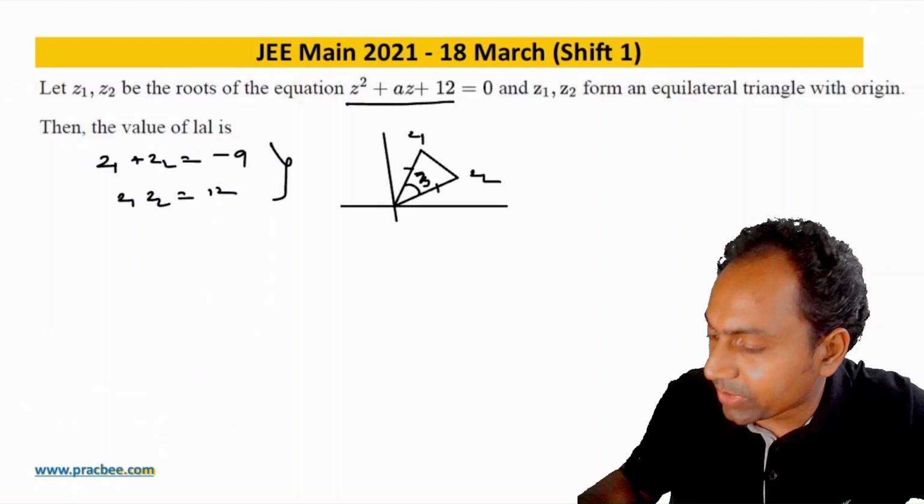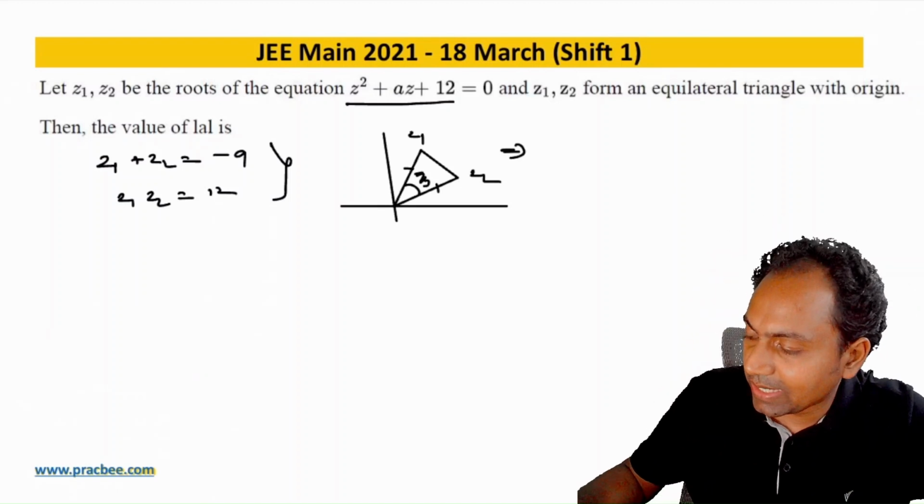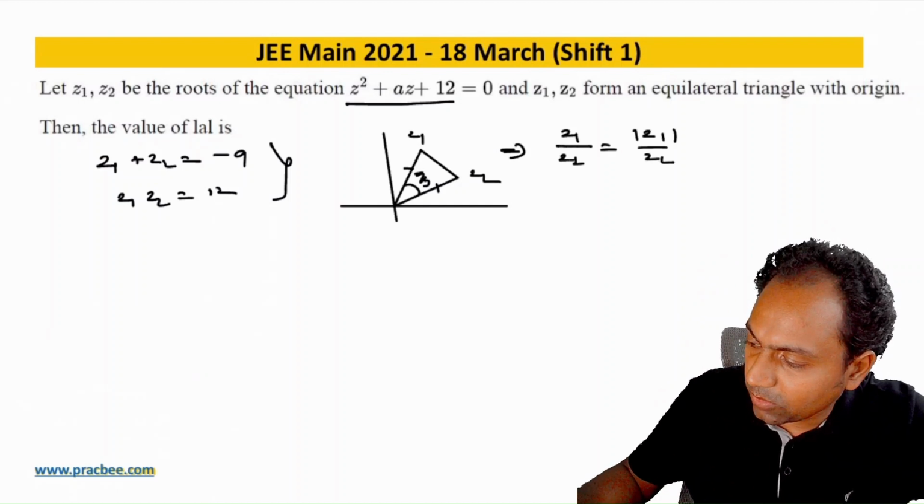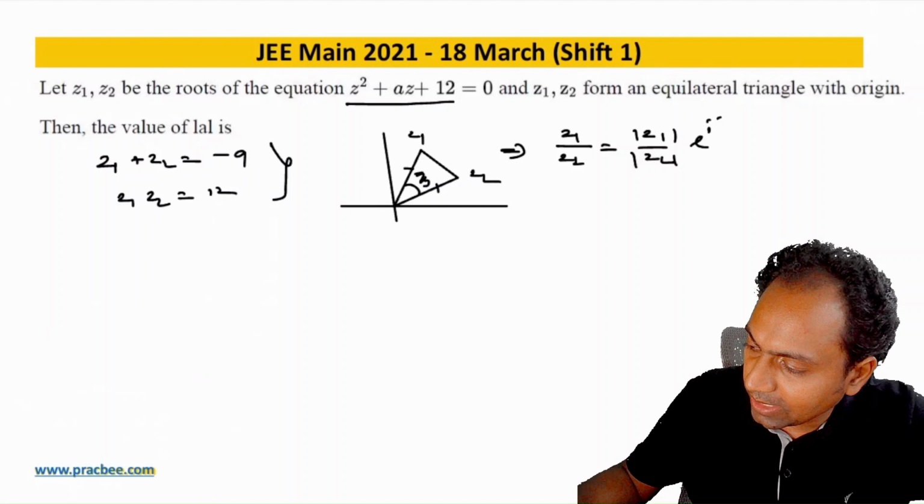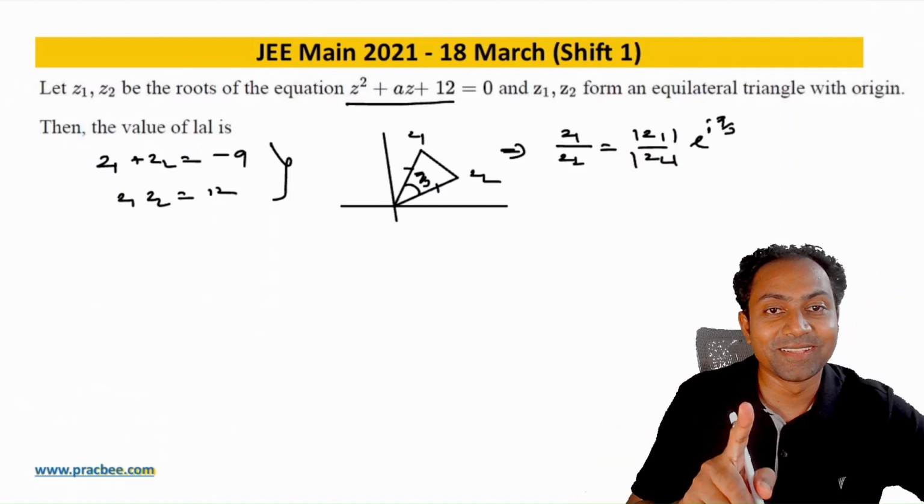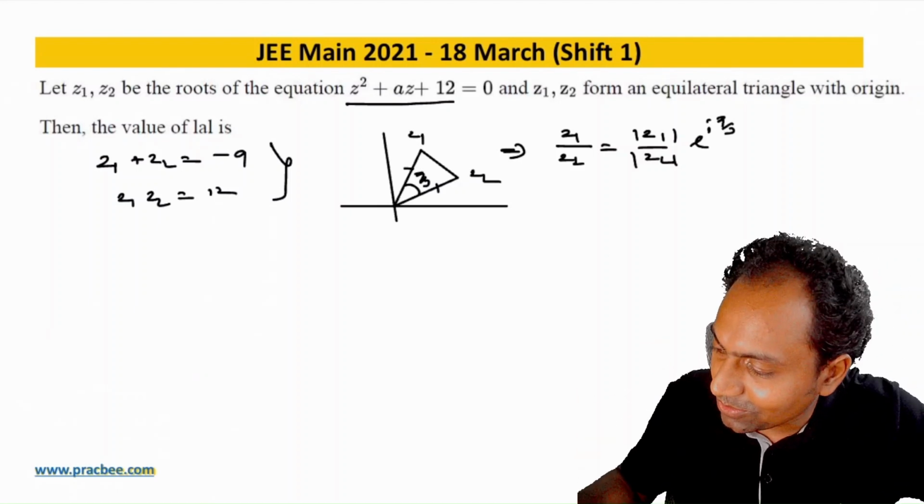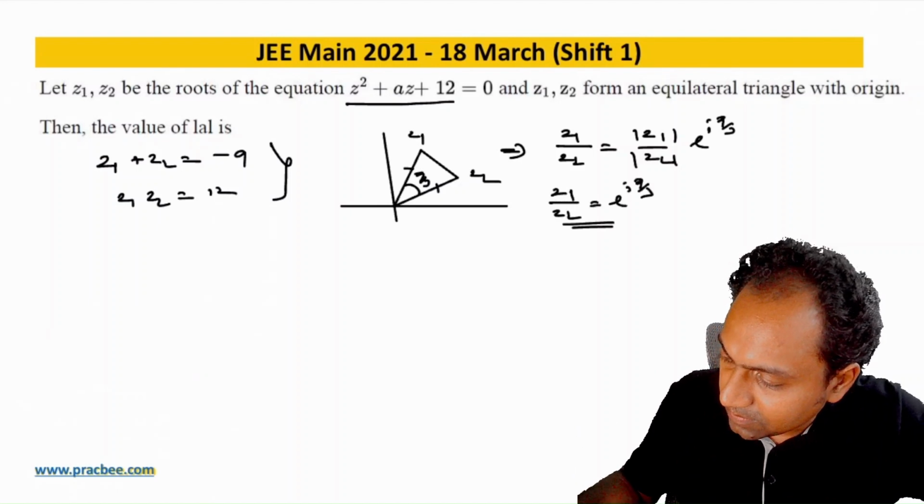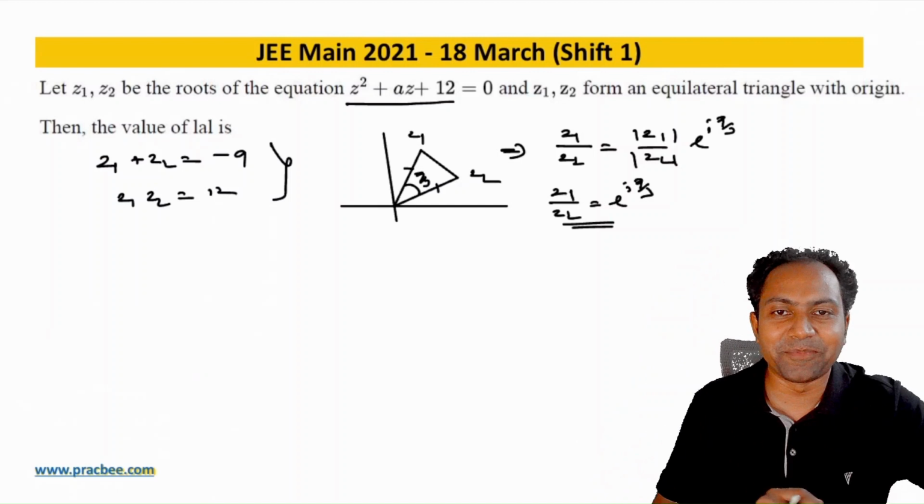So if I apply my rotation, because it becomes a standard case of rotation, I can write z1 by z2 is |z1| by |z2| times e raised to the power i pi by 3. And since it is equilateral, |z1| should be equal to |z2|. So what we get is z1 by z2 is equal to e raised to the power i pi by 3. So you can see that rotation came into picture.